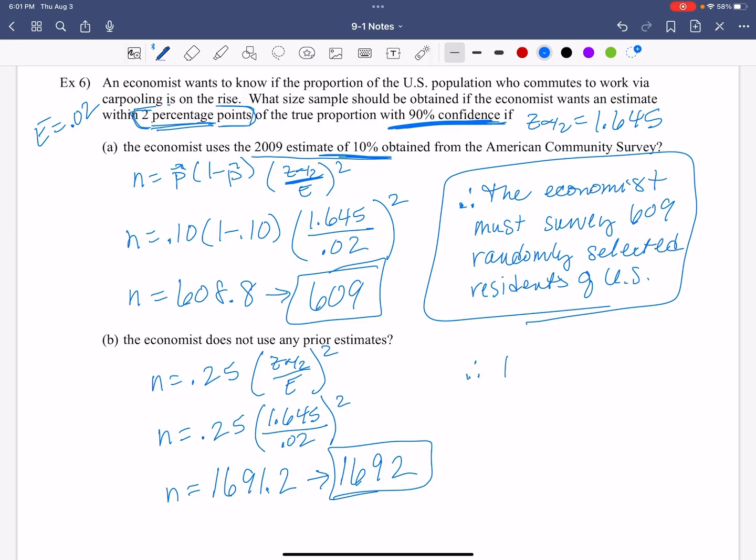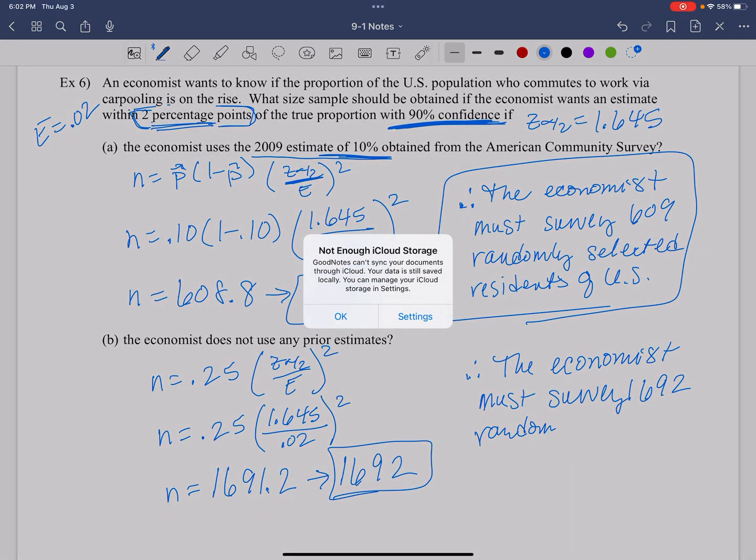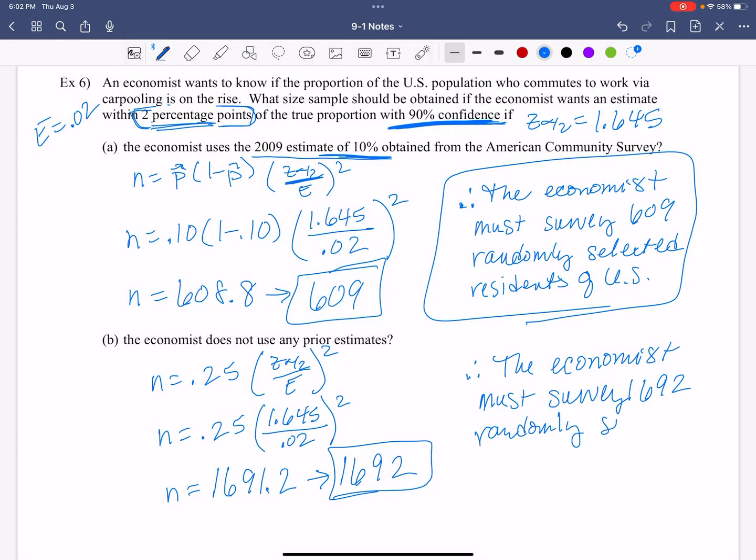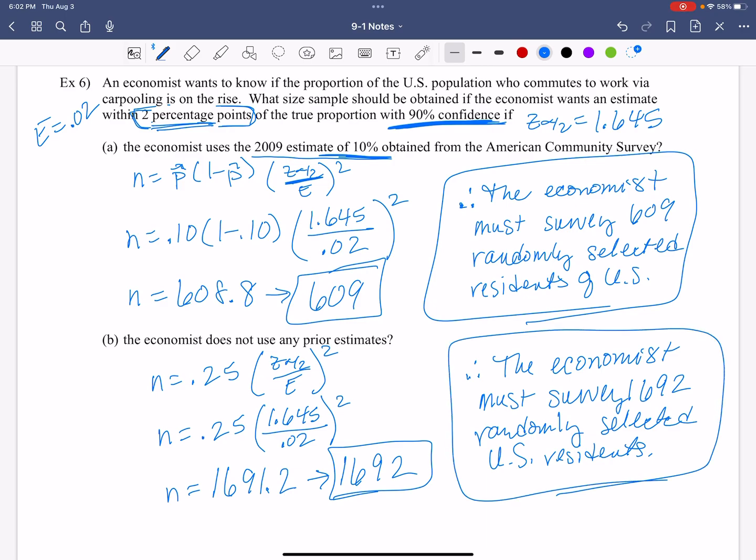So therefore, the economist must survey 1,692 randomly selected U.S. residents. Man, you can tell my handwriting is getting worse and worse. Now, we talked about it. Do you think it's going to be bigger or smaller? This one's way bigger, right? Why do you think that is?